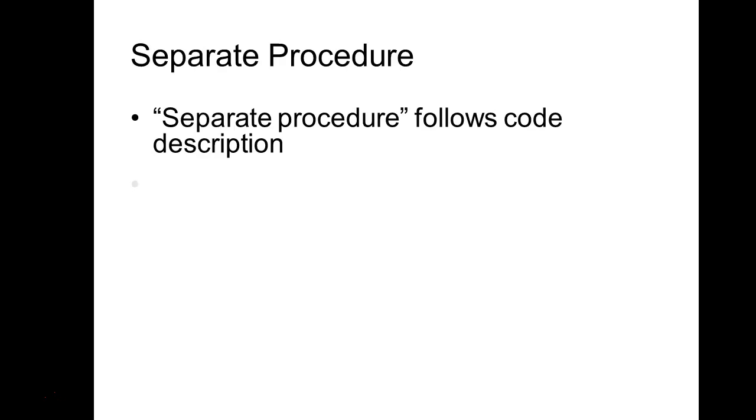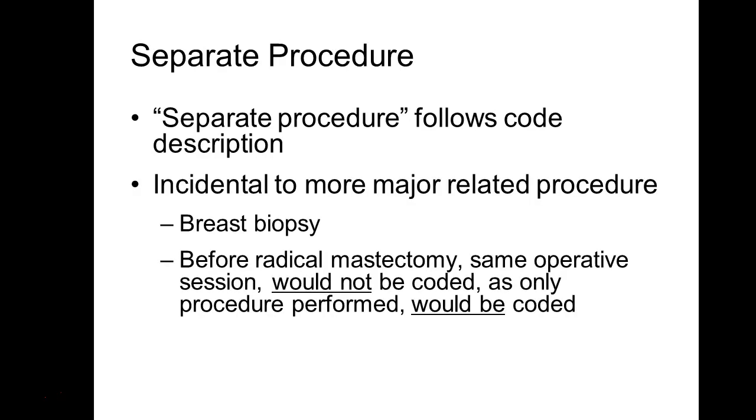Now, you're going to see the word separate procedure a lot, okay? Separate procedure means that that procedure is usually bundled into a larger procedure, okay? So the example they're giving you on your screen, if they're just doing a breast biopsy, then we can use the breast biopsy code. But if we're doing a radical mastectomy, we always take a biopsy of all tissue that's not destroyed, and it gets sent to pathology. So we would bundle in the biopsy with the mastectomy.